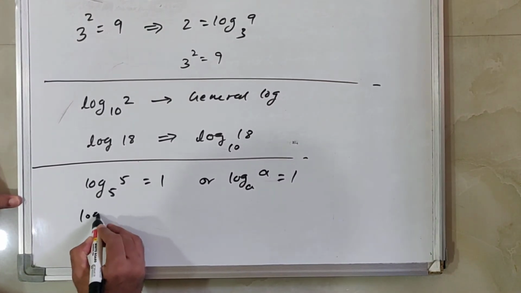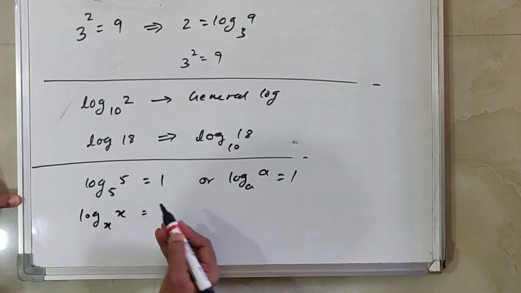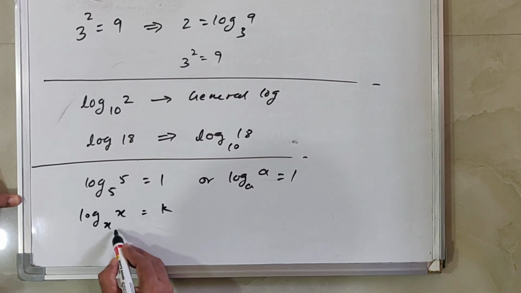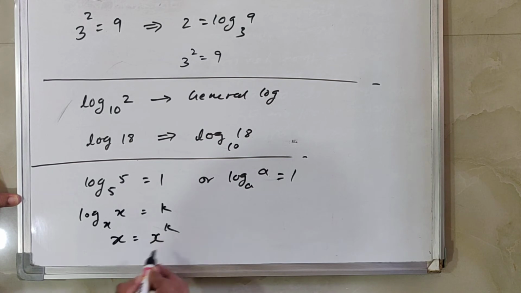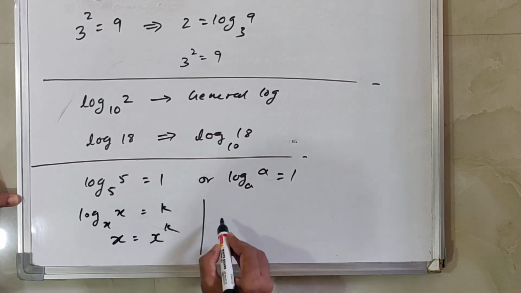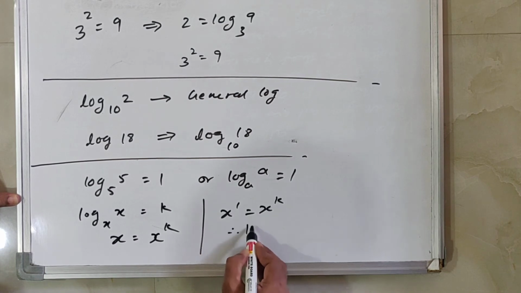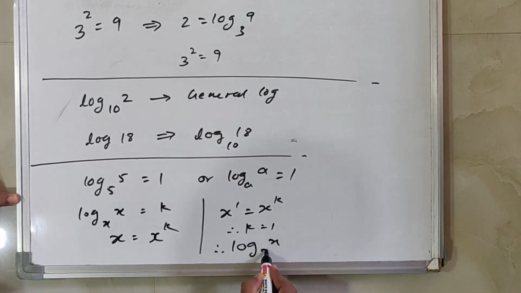Suppose I have log x to the base x, and I let this be equal to some number, say k. So from this what do I get? I get this x crossing the river and going to that side: x is equal to x raised to k. Now when we know that x raised to 1 is x raised to k, therefore k is equal to 1. That means log x to the base x is always equal to 1.